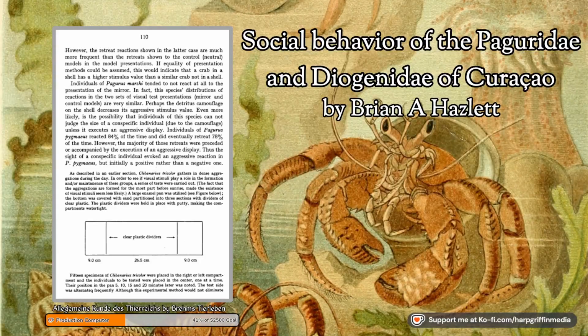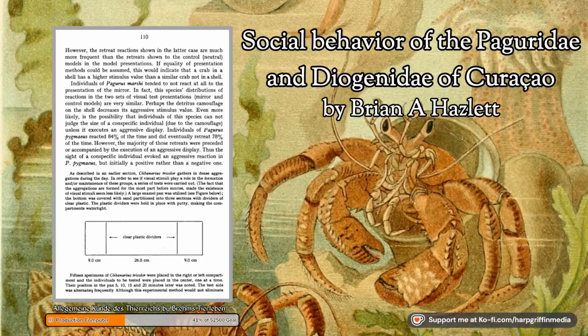As described in an earlier section, Clibanarius tricolor gathers in dense aggregations during the day. In order to see if visual stimuli play a role in the formation and/or maintenance of these groups, a series of tests were carried out. The fact that the aggregations are formed for the most part before sunrise made the existence of visual stimuli seem less likely. A large enamel pan was utilized, see figure below.